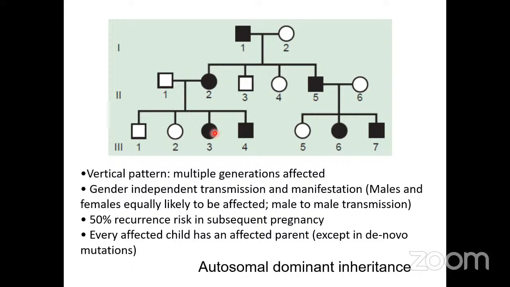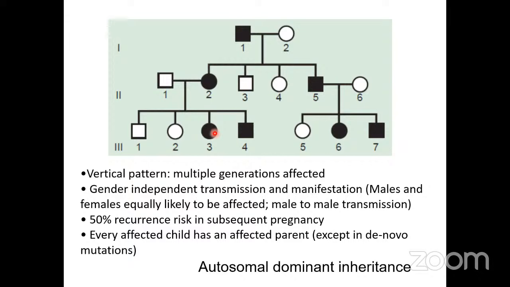Even male and female are affected. So male and female are equally affected, and there is male to male transmission. These are the features of autosomal dominant inheritance. In this inheritance, the next question they usually ask is, what is the recurrence risk? So 50% recurrence risk in the subsequent pregnancy. Every affected child has an affected parent except in de novo mutation.